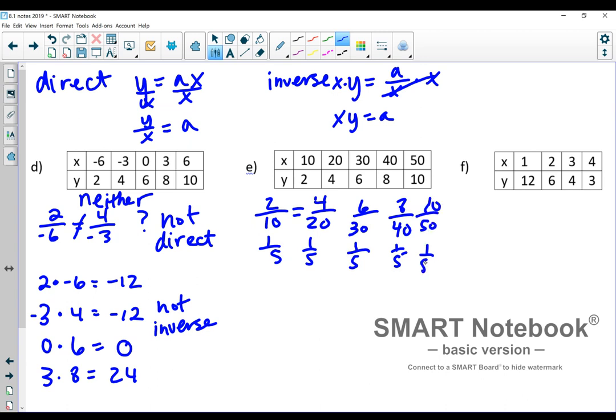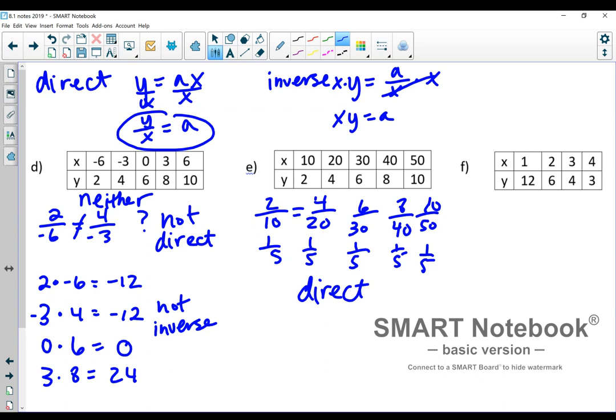10/50ths equals 1/5. So when I used y over x, they were equal. And so if y over x equals a constant, that's going to be direct. So I have really figured out my slope. My slope is 1/5.